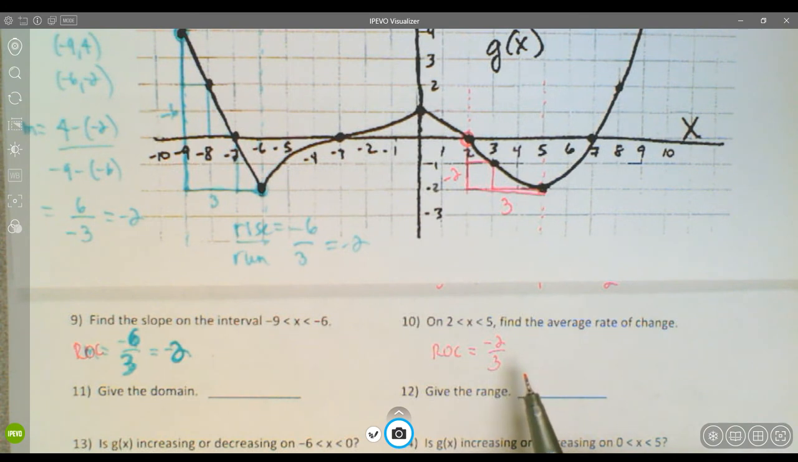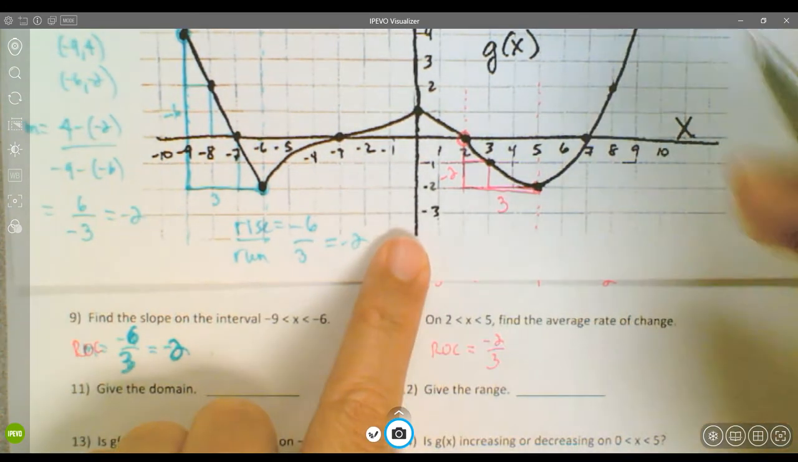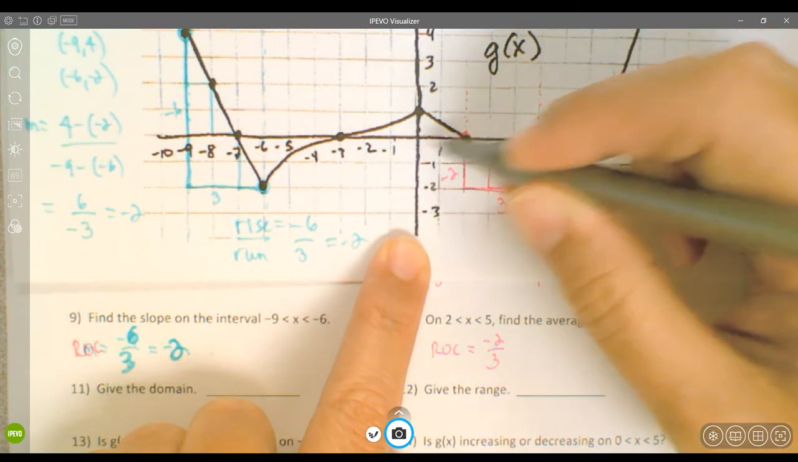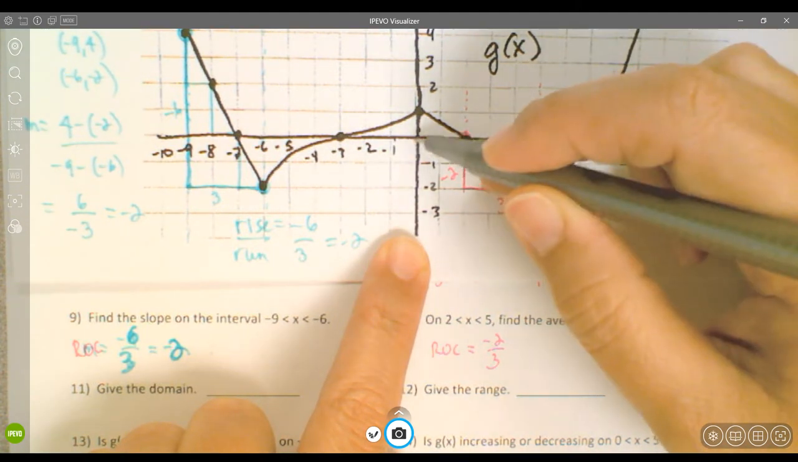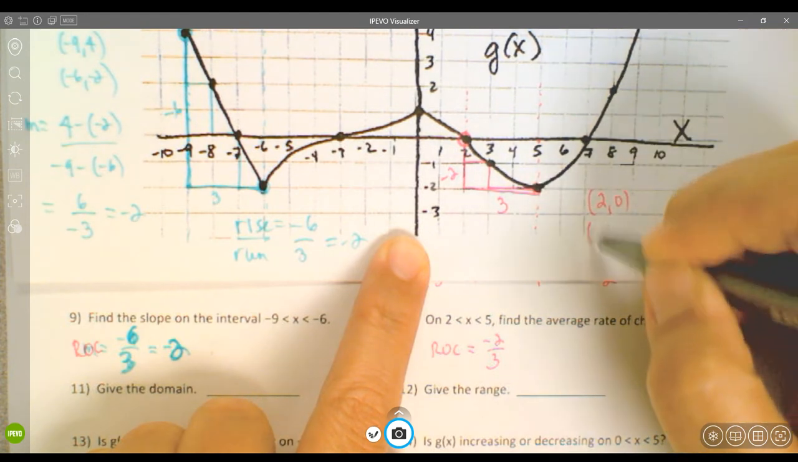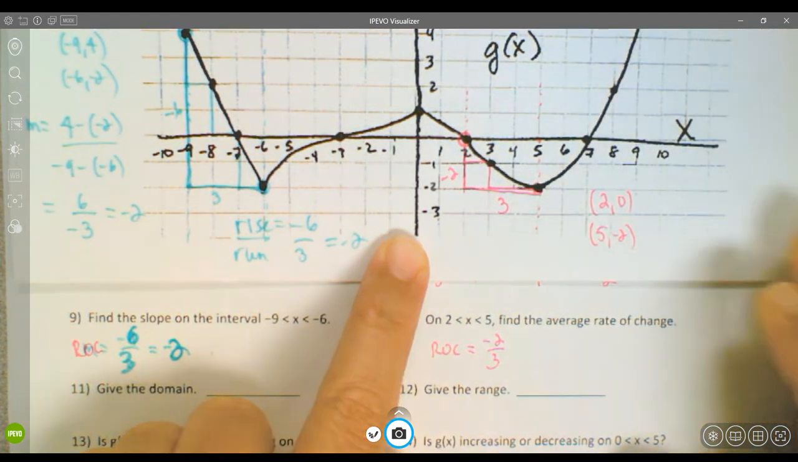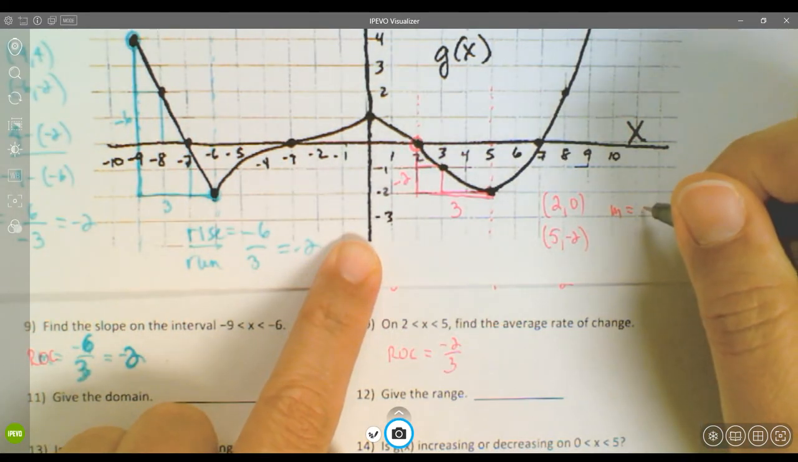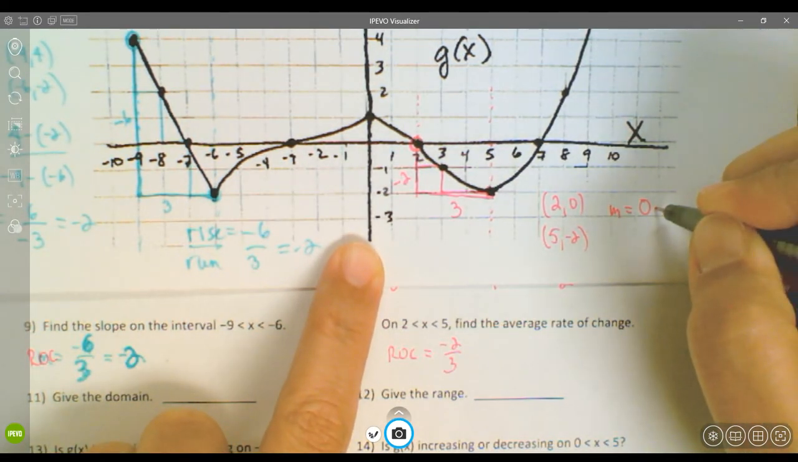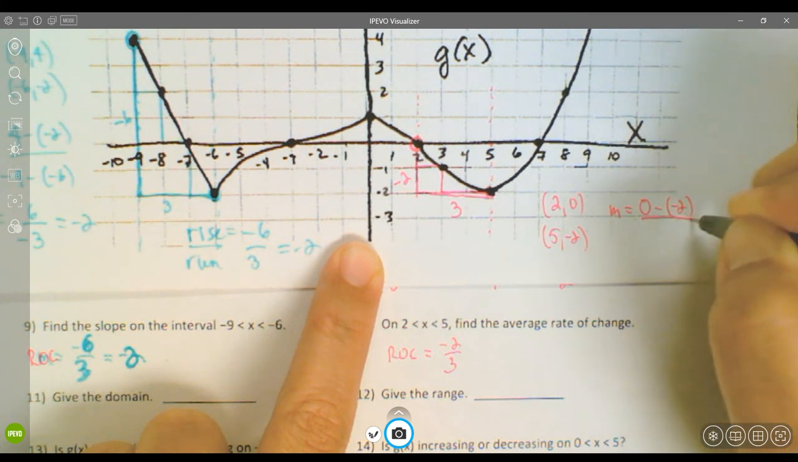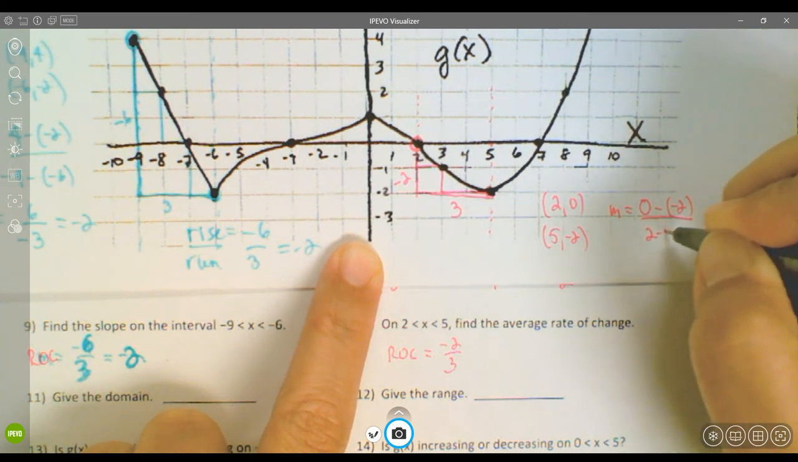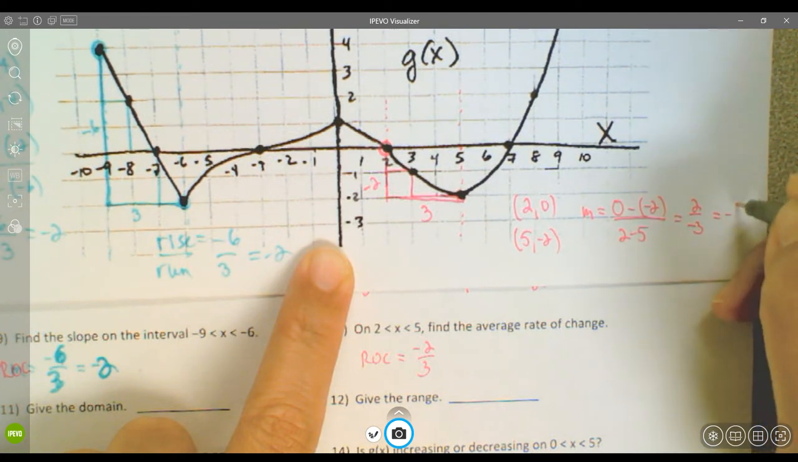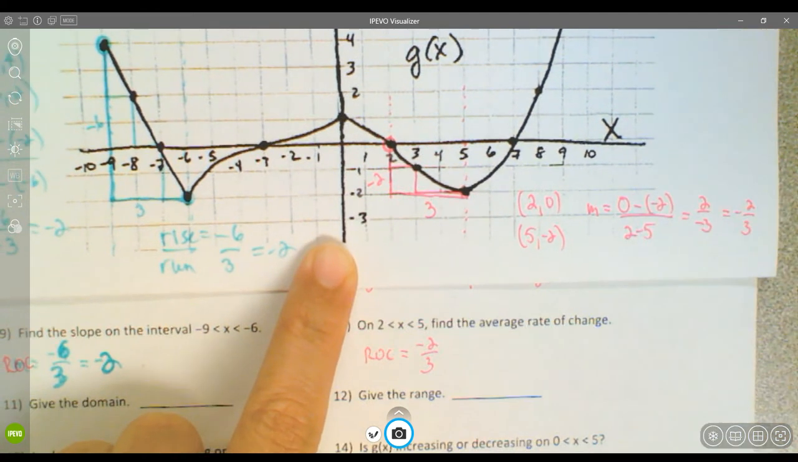And for those of you that don't like rising and running, who prefer ordered pairs, let's find the slope from the ordered pair 2, 0, and then 5, -2. So my slope will be 0 minus -2 divided by 2 minus 5. That's 2 divided by -3, which is -2/3.